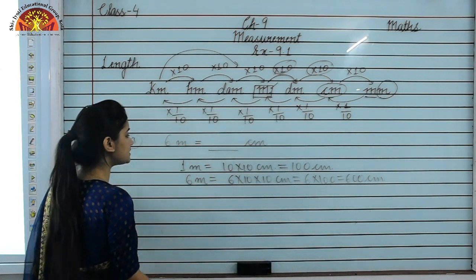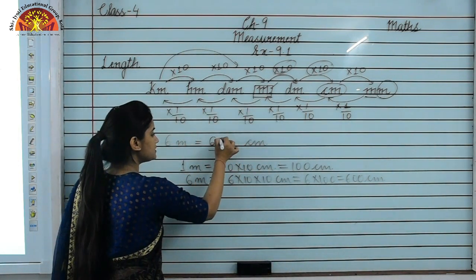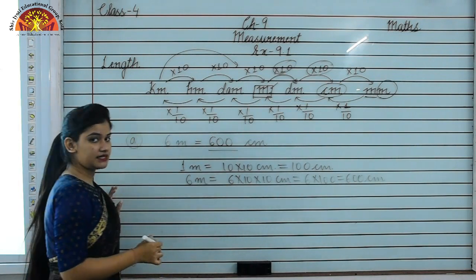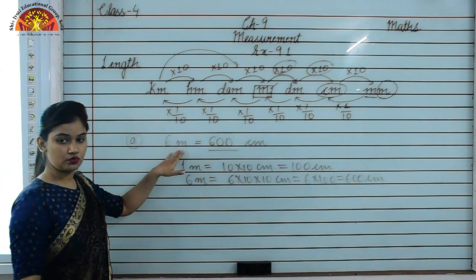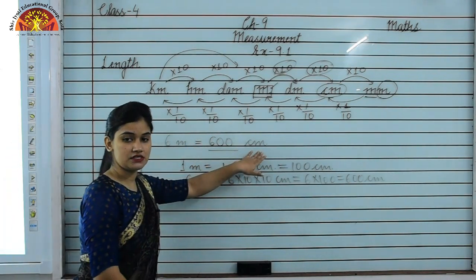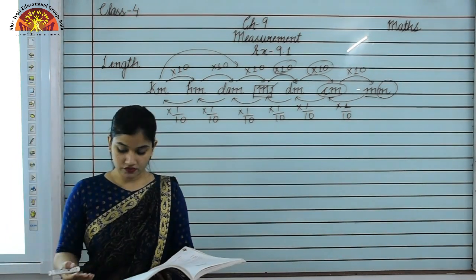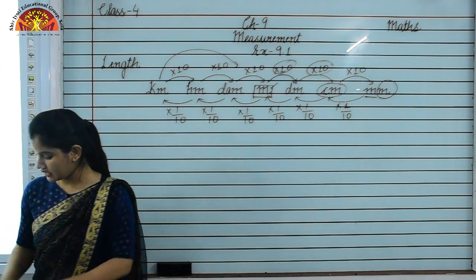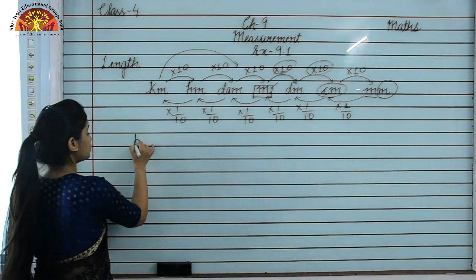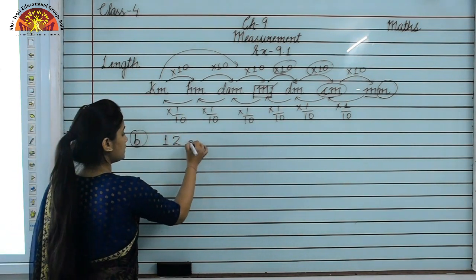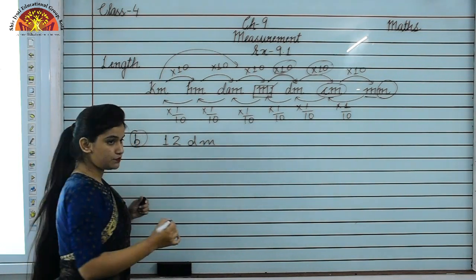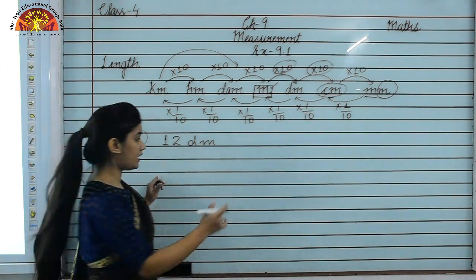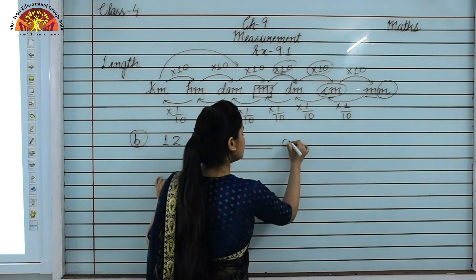Okay, so what is the answer? The answer is 600 centimeter. 6 meter is equal to 600 centimeter. Okay, so now we will see the next question of exercise 9.1, B part. In this B part we have 12 decimeter and we have to convert it into centimeter.